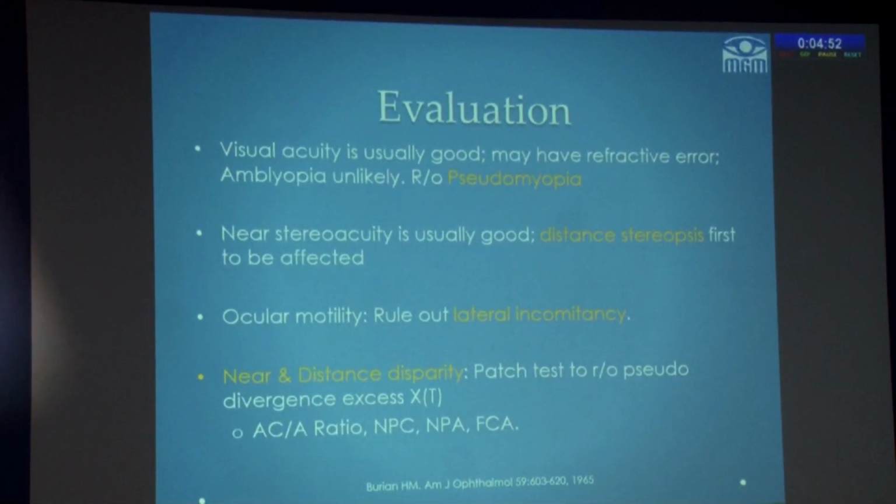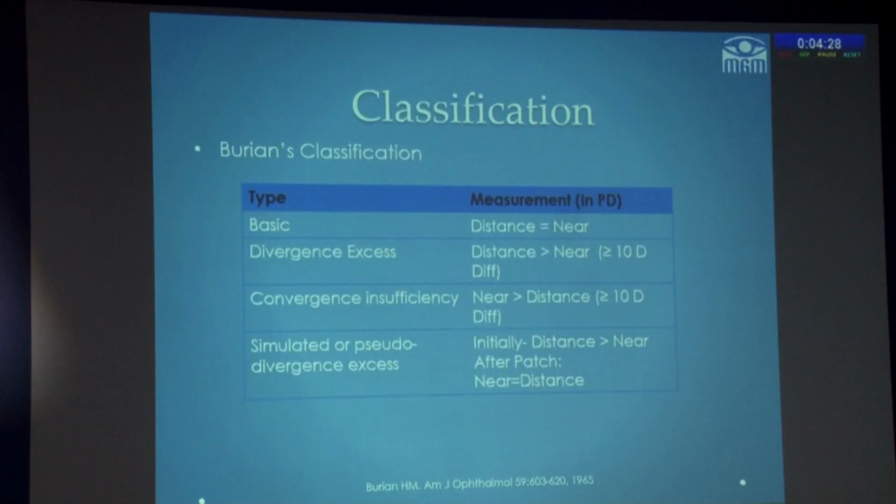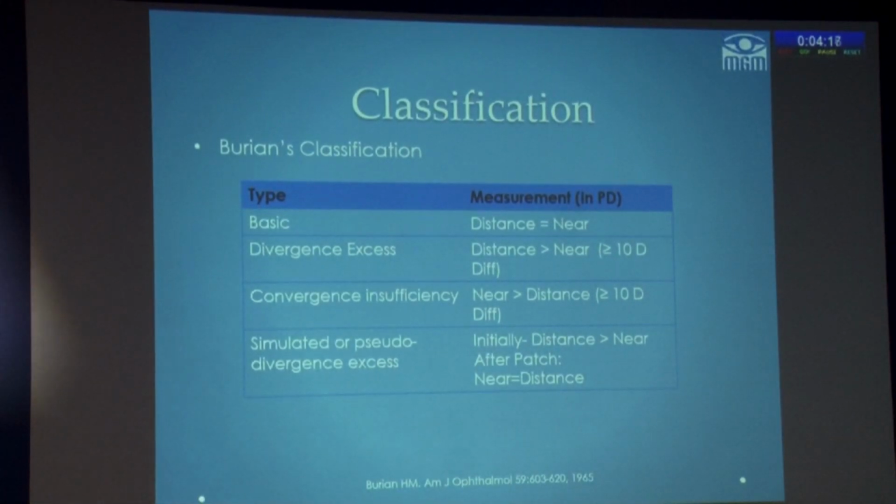Ocular motility: we need to rule out any lateral incomitancy because that has been shown to affect the outcomes. Near and distance disparity is an important finding in this. If we have near and distance disparity, then we need to do a patch test to rule out any divergence excess, and also need to do AC/A ratio, NPC, fusional convergence amplitudes, and near point of accommodation in these cases because they may be deranged. Once we do all this, we can classify our case into either basic type, divergence excess, convergence insufficiency, or another thing that can be added is pseudo divergence excess, where the distance deviation is more than near, but after the patch test for at least 1 hour, we find that the distance is equal to near.